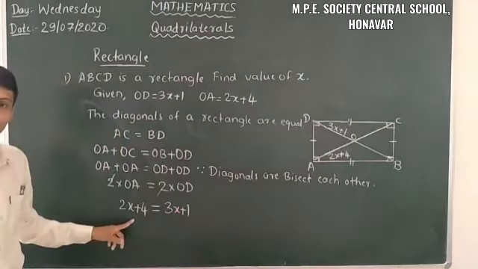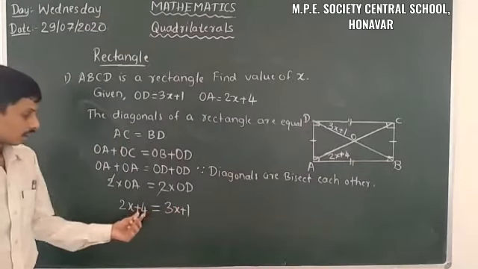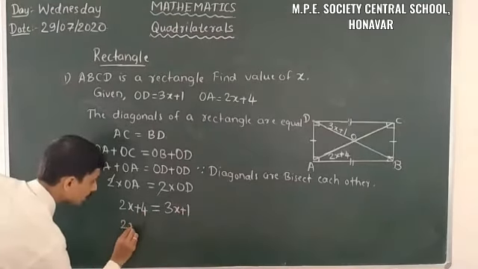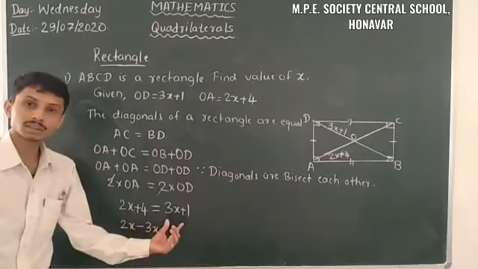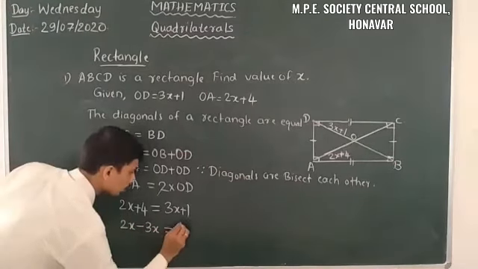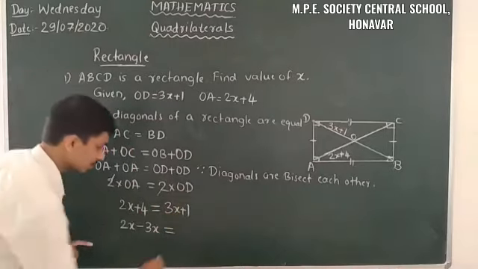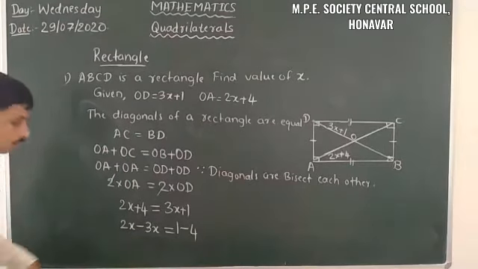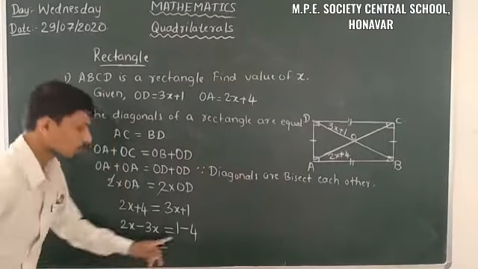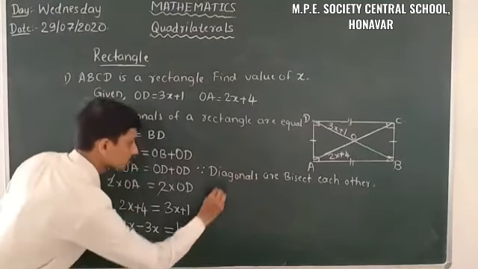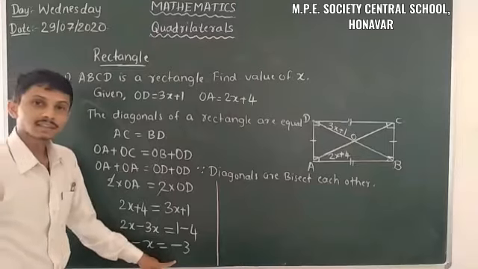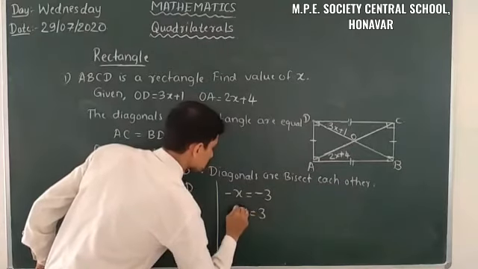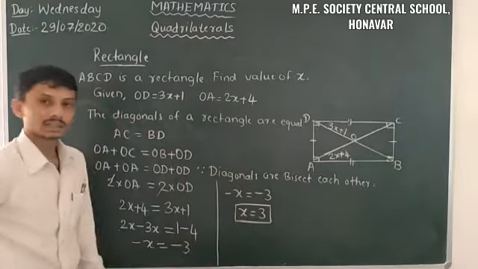So here also we have to transpose the terms. I will transpose 3x to the LHS side and 4 to the RHS side. That means 2x minus 3x, after transposing 3x it becomes minus, is equal to 1 minus 4, after transposing plus 4 it becomes minus. So 2x minus 3x is equal to minus x, and 1 minus 4 is equal to minus 3. So minus x is equal to minus 3, which means x is equal to 3. So the value of x is 3 here.